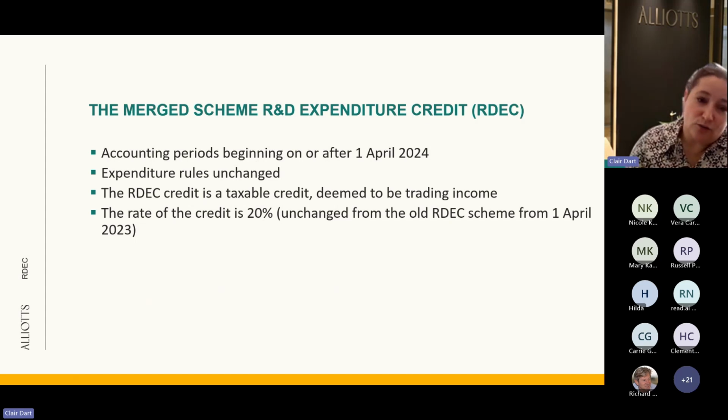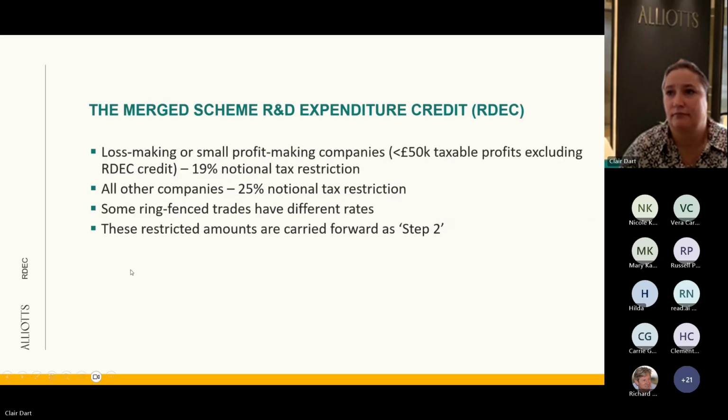But the new merged scheme operates similarly to the old RDEC scheme in that it is a tax credit, and the rate of tax credit remains at the RDEC level of 20% of the qualifying costs. The tax credit generated is the same as RDEC. It is an above the line credit, which is treated as trading income. So if it's treated as trading income, you can understand that it is treated as taxable.